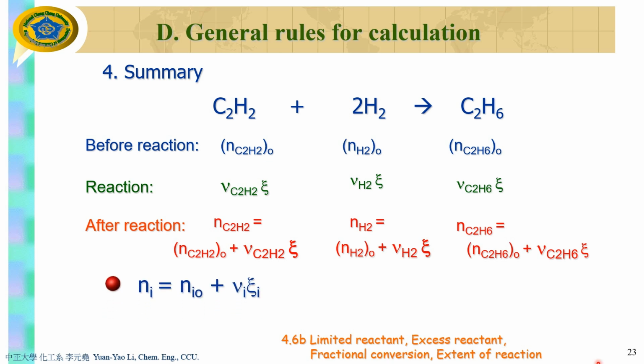Right. So the important thing is, the final mass will equal what? The initial mass plus the mass generated or consumed by reaction. Or moles: final moles will equal initial moles plus the moles generated or consumed.